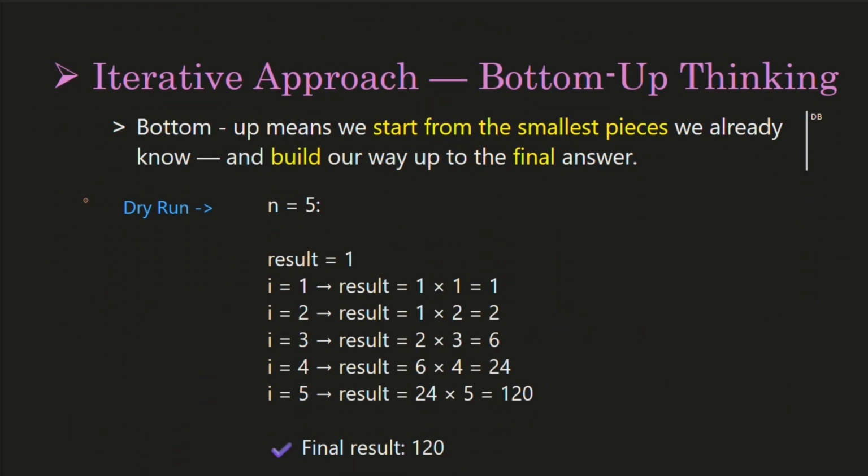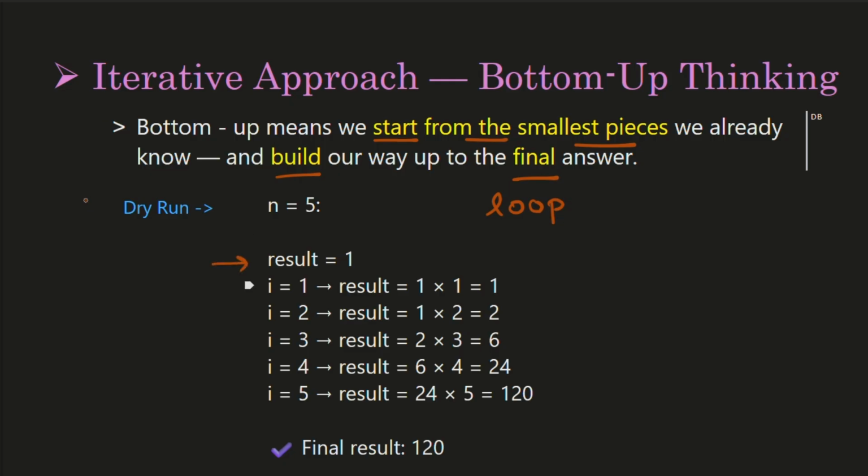Iterative approach, bottom-up thinking. Bottom-up means we start from the smallest pieces we already know and build our way up to the final answer. We'll use a loop to compute the factorial. Start with a result of 1 and multiply by each number from 1 up to n. Let's dry run it for n equals 5.